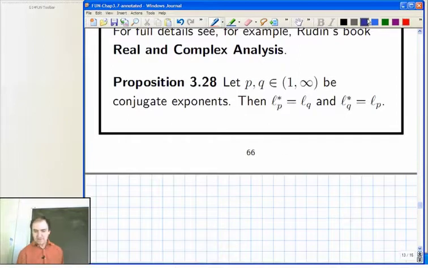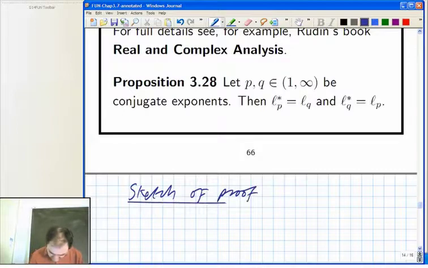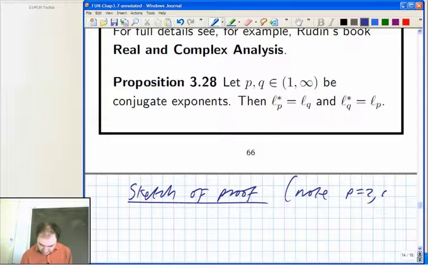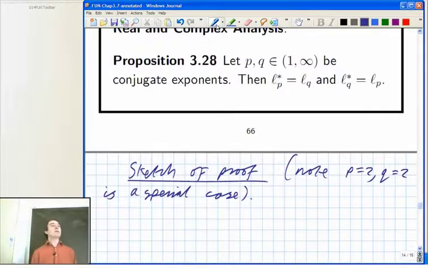It's exactly the same system. So this is a sketch of the proof. And note that p equals 2, q equals 2 is a special case. It's very like the proofs we've already done, so it's similar to above.